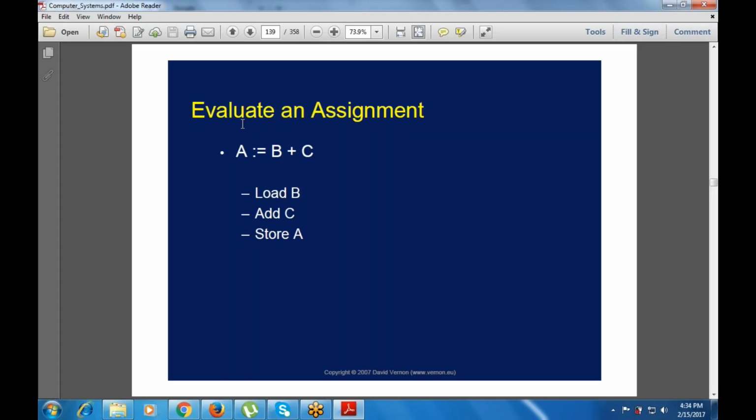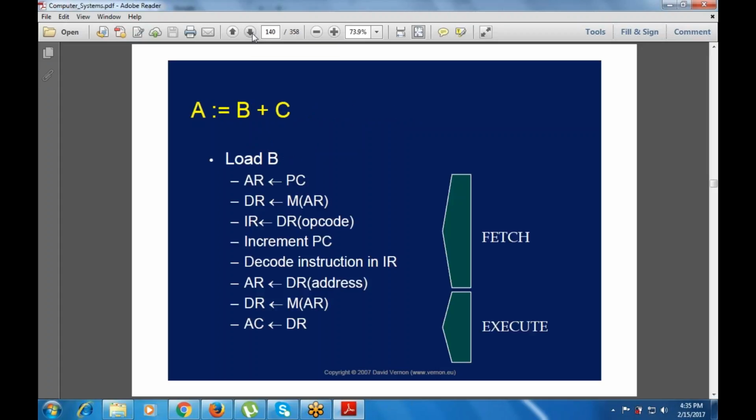Then evaluate an assignment. How to evaluate an assignment? This is A equals B plus C. So first of all load the B, that means first use the variable B, then add the variable C, then the output of B and C is stored into the A. This is load B, then PC to AR, memory of AR to DR, then the DR opcode to IR, then increment PC, decode the instruction in the IR, then the address goes into the AR, then the memory of the AR goes into the DR, then DR goes into the AC.